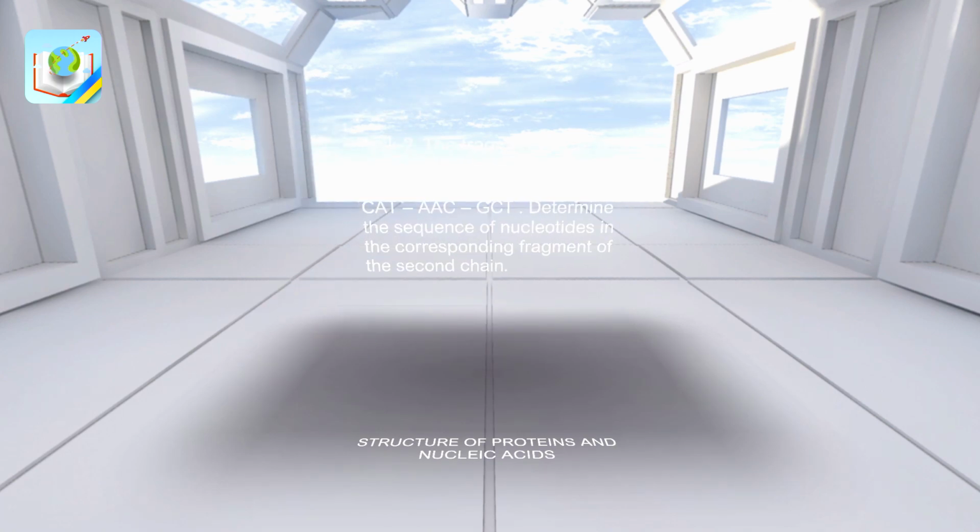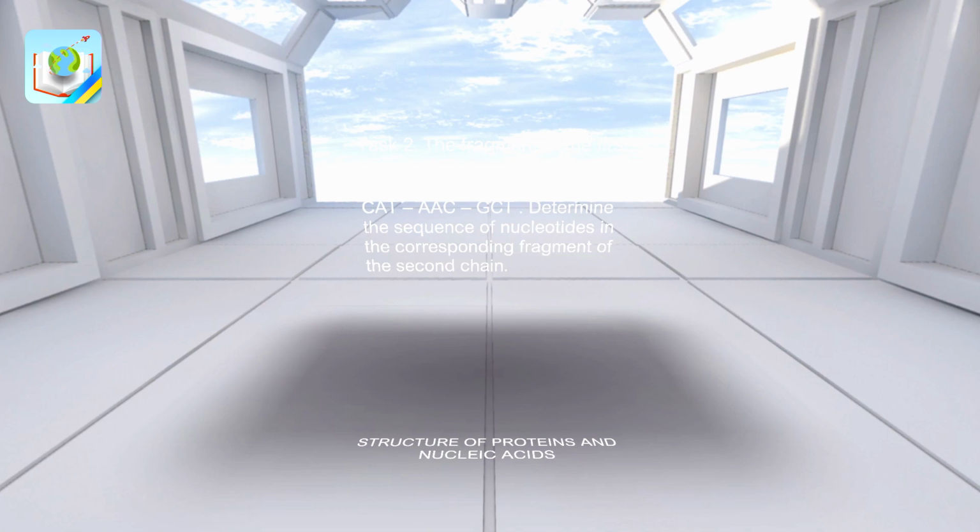Task 2. The fragment of the first strand of DNA has the following nucleotide composition: GGG, CAT, AAC, GCT. Determine the sequence of nucleotides in the corresponding fragment of the second chain. Here, let's recall the structure of DNA and Chargaff's rule. Let's move on to the solution.